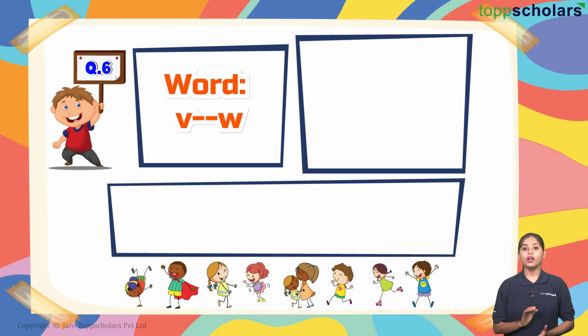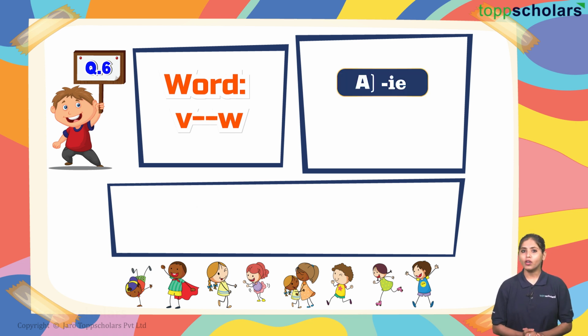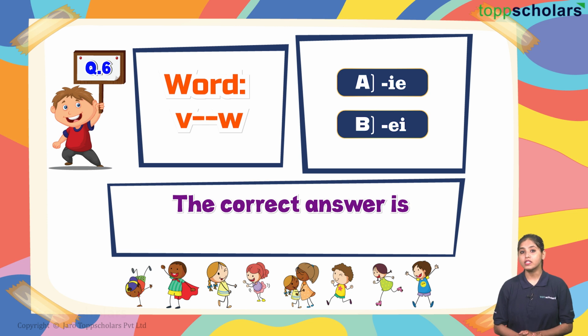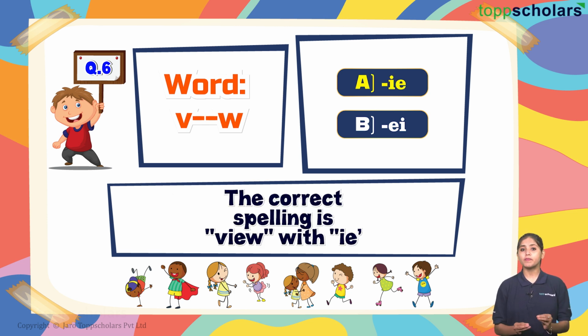Number 6, word V-W. Options are IE or EI. The correct answer is adding IE. The correct spelling is view with IE.